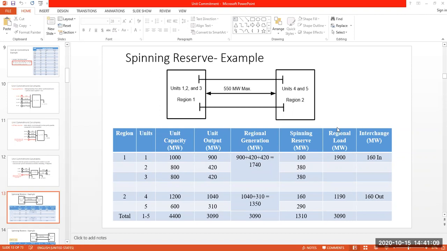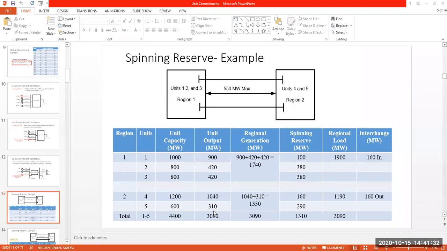You see the second last column, regional load. In region 1, I have 1900 megawatt demand. And in region 2, I have 1190 megawatt of demand. So in total, I have this demand 3090, which is again the summation of these two. So my total generation in this column should meet or balance out this 3090 exactly.